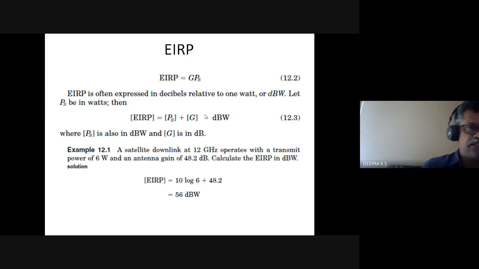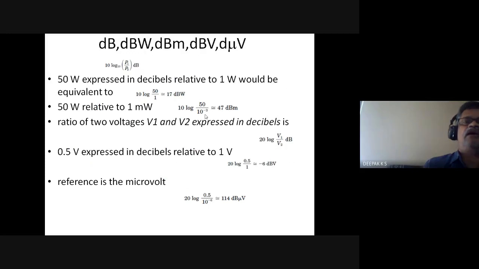There are many terms in this. So the terms are dB: 10 log to the base 10 of P1 by P2 dB. For a voltage, it is 20 log V1 by V2 dB. So for a power, it is 10. Then there are many other terms. I just put it here. One is dBW. So there are two powers. When the denominator is 1 watt, you get dBW.